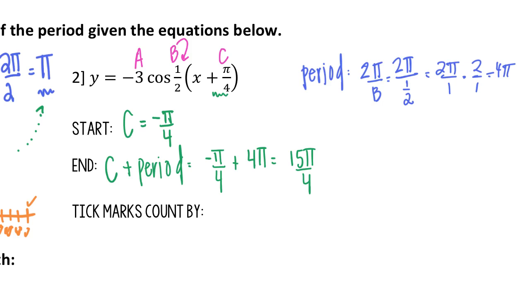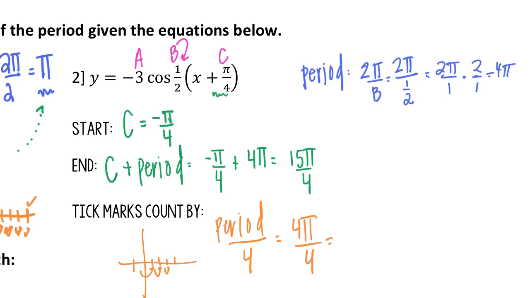To find out what the tick marks count by, so if we were graphing this cosine curve, we'd be starting at negative pi over 4, and then we'd have 5 tick marks. To find what each one is counting by, you're going to take the period, divide by 4. Our period was 4 pi, divide it by 4, and we get pi. So each tick mark, we're adding on pi. Again, if this part's confusing down here, don't worry, we will be practicing that when we start graphing on the final page.